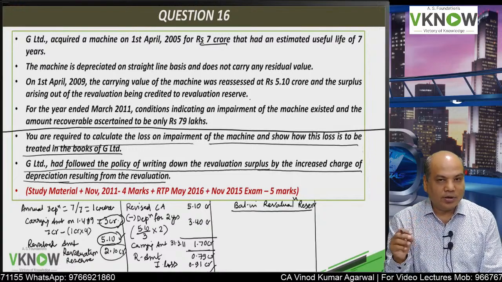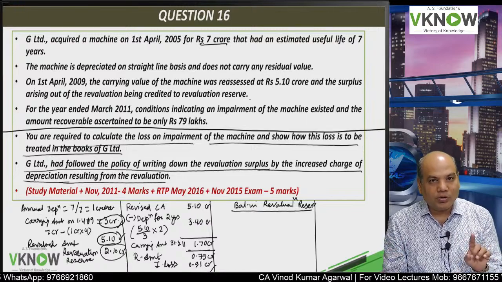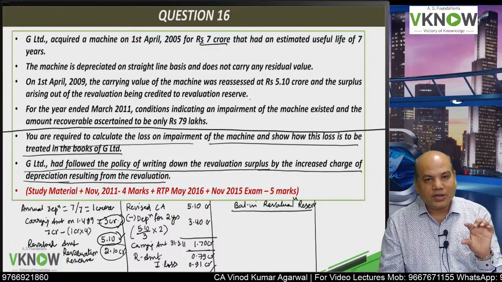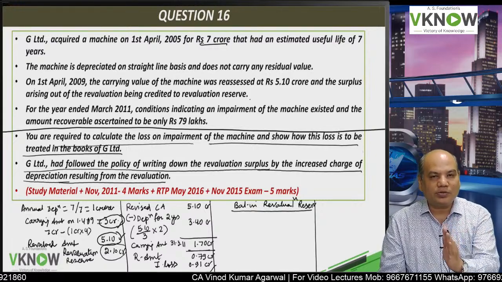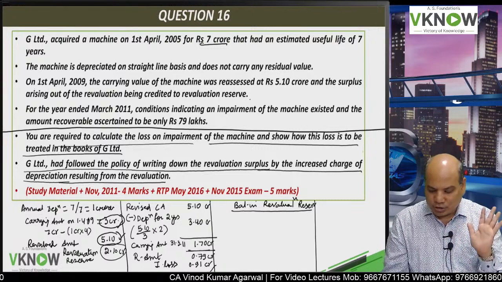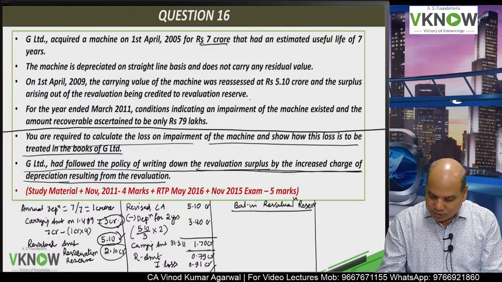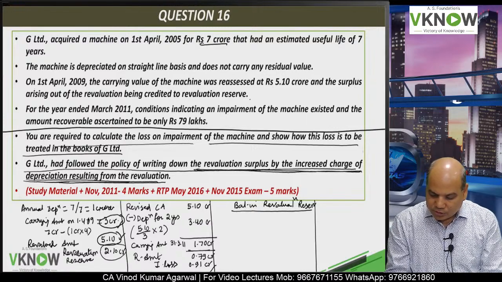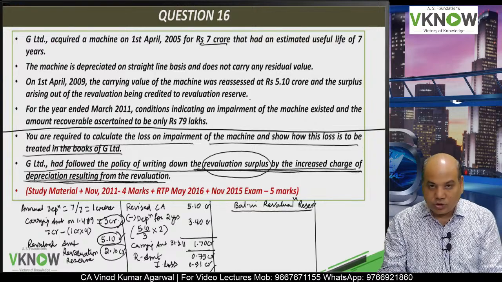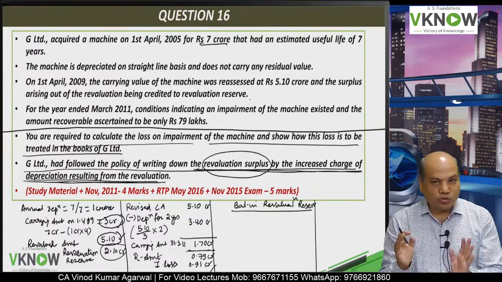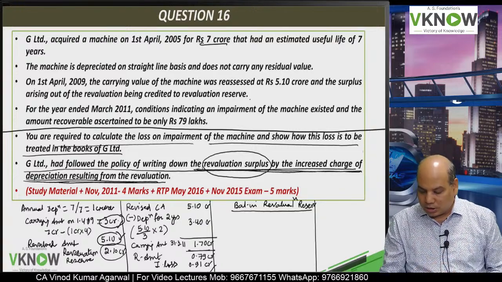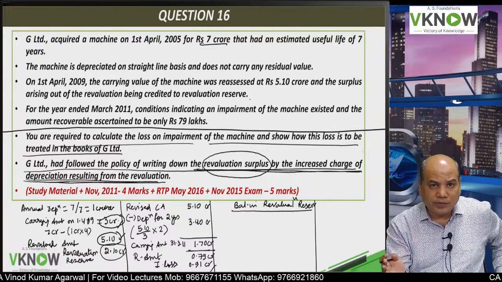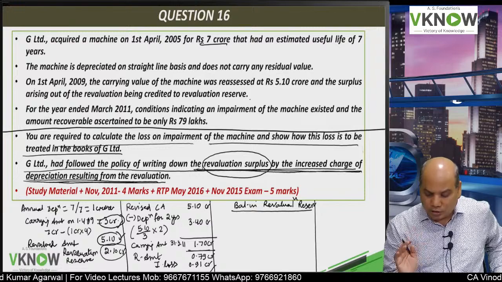If you read AS 10, the company can follow two policies. One, do not disturb the revaluation reserve. And second, the excess depreciation provided can be transferred from revaluation reserve to general reserve, and that is what this company has done. It has transferred the increased charge of depreciation from revaluation surplus to general reserve. So the student will now tell me how much is the amount that they are transferring every year from revaluation surplus to general reserve.